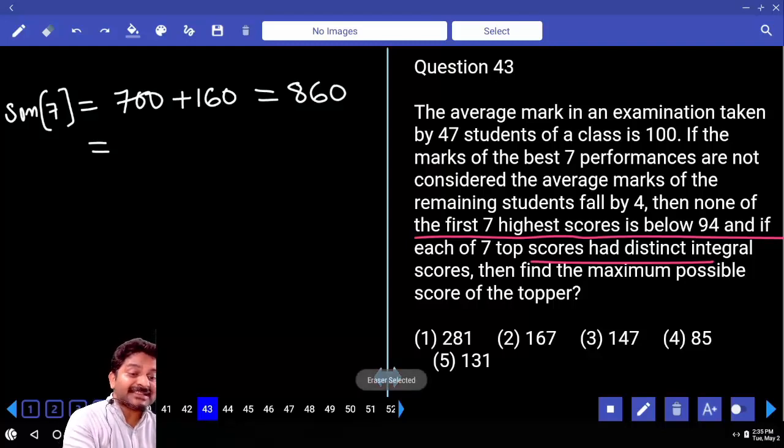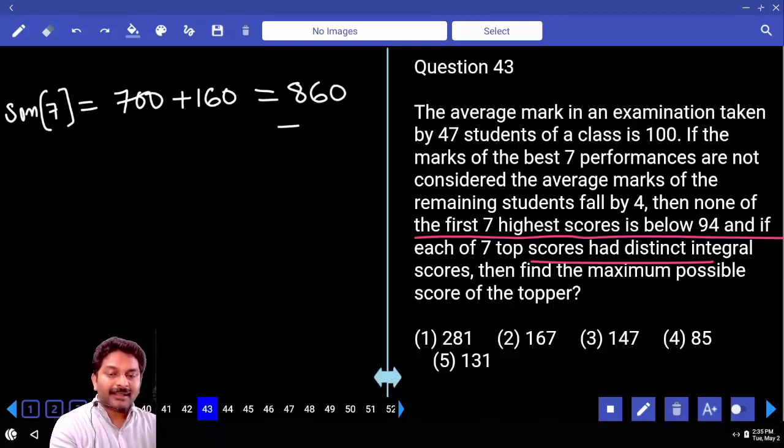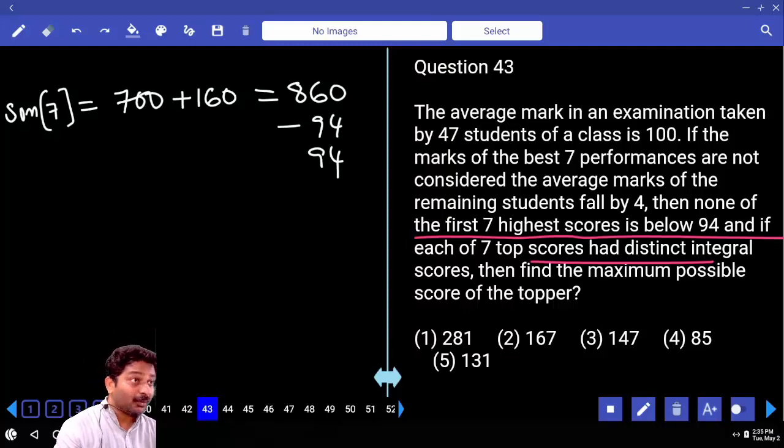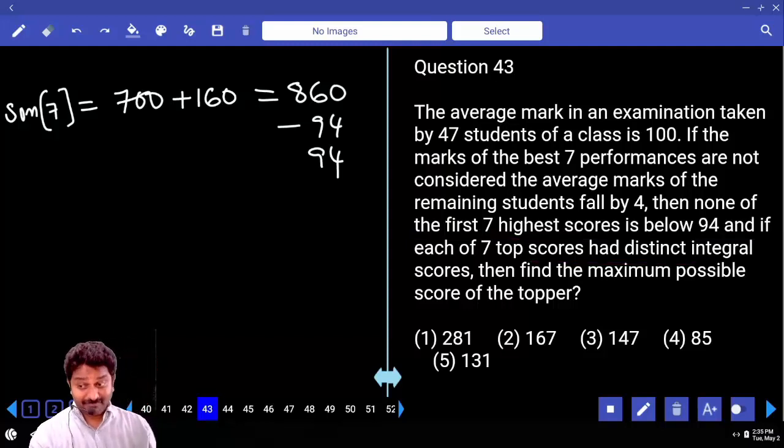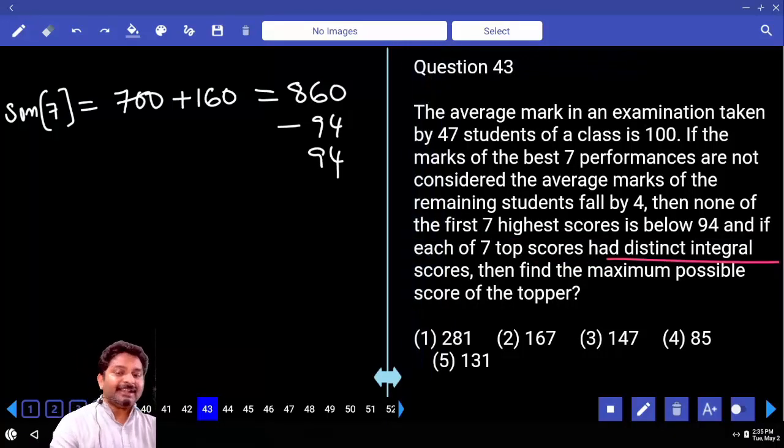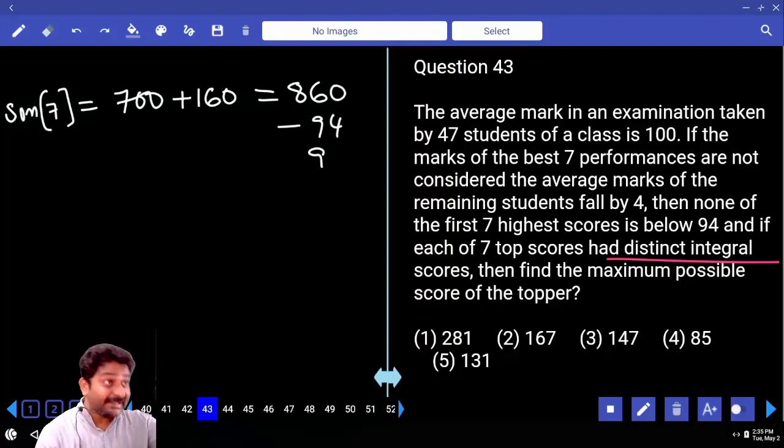860. From this 860, we need to subtract the marks of 6 people. They said it cannot be less than 94. Can I start with 94? Can I take all 6 members as 94, 94, 94? No. Why? They said distinct integral. So, I cannot write 94, and I cannot write a number which is less than 94 also. And it has to be an integer number. Correct?